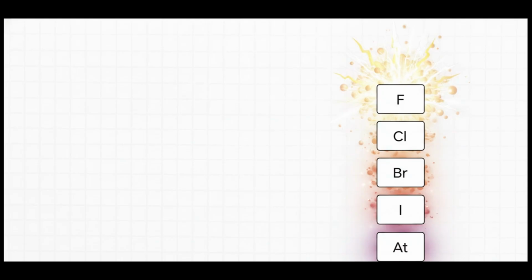But wait, this is chemistry, so there is almost always a fascinating exception to the rule. Let's look at Group 7, the halogens, elements like fluorine, chlorine, and iodine. Notice how this is the exact opposite of our Group I metals. For halogens, the reactivity actually decreases as you go down the group. This means the element at the very top, fluorine, is the most aggressively reactive.